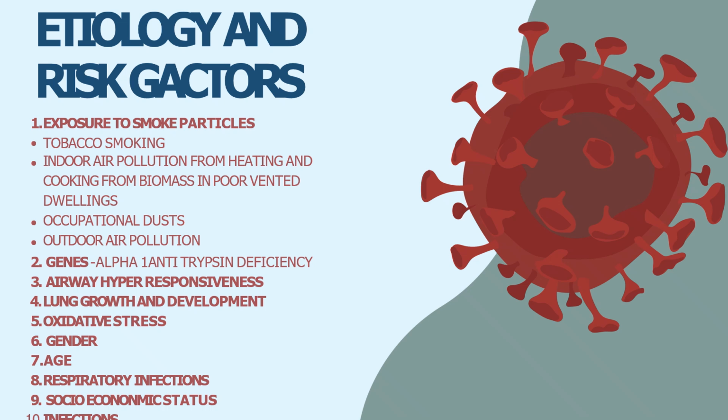Other than that, there is genetic predisposition also. If you have a genetic history or predisposition to alpha-1 antitrypsin deficiency, if there is airway hyperresponsiveness, maybe due to some allergies, lung growth and development if it is suboptimal, oxidative stress, gender, age. We see that COPD is more relevant in males than in females, and also the age factor, respiratory infections, socioeconomic status. If you have any infections, which may be bacterial or viral, they may also affect your lung pathology.